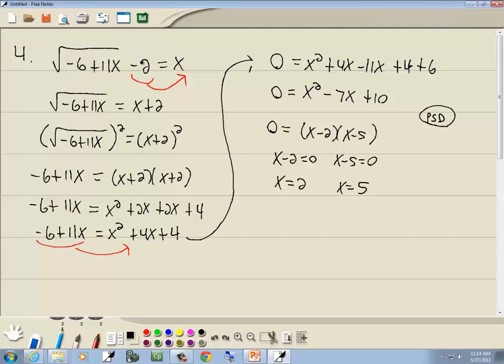Square root of 16 is 4. 4 minus 2 is 2. 2 equals 2, so that checks. I'd go back to bed if I can't do basic math.